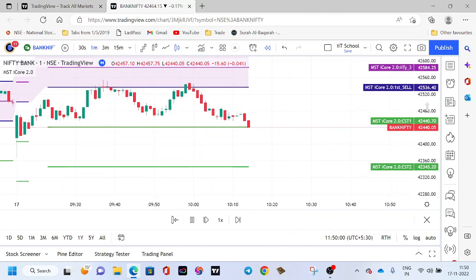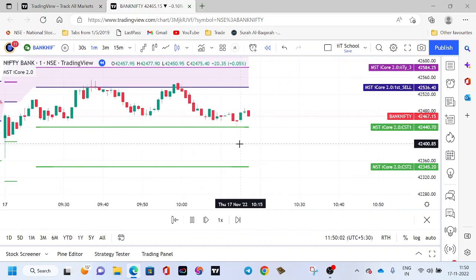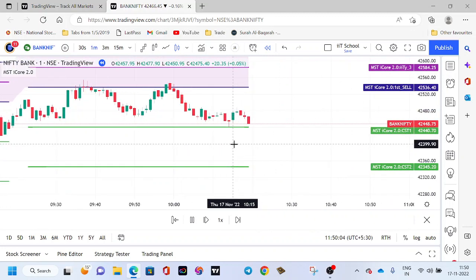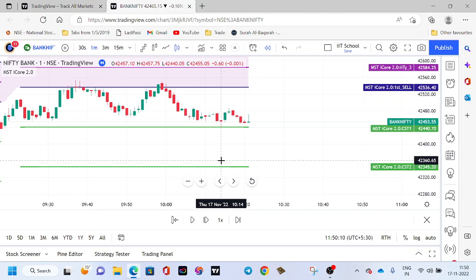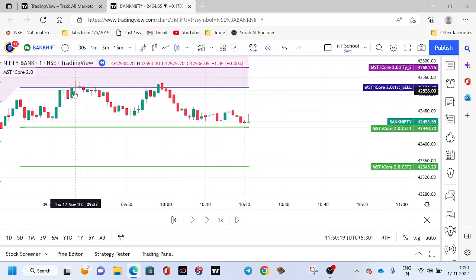So when we get the target, yeah, perfectly our target has been hit. What is the low? 42,440.05. What is the target? 42,440.70. Exactly our target hit. Exact entry, exact target. So now we have to close our trade and do some other work.